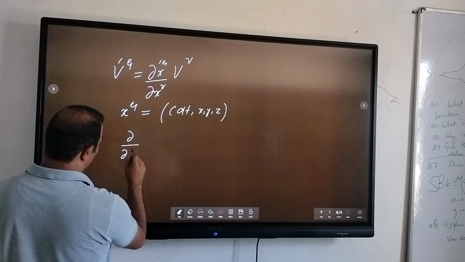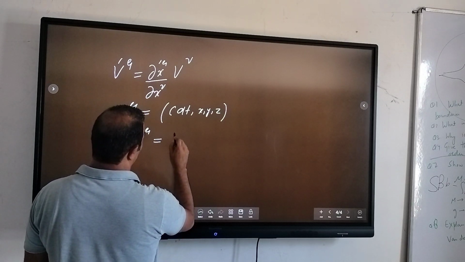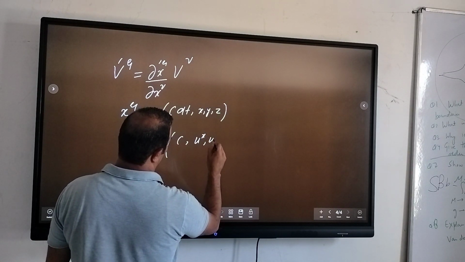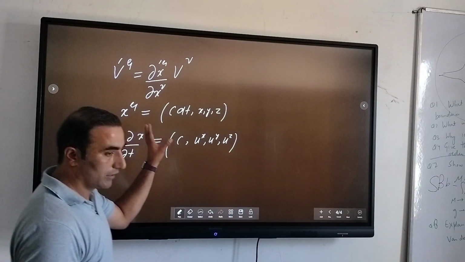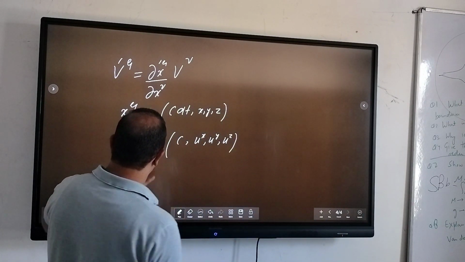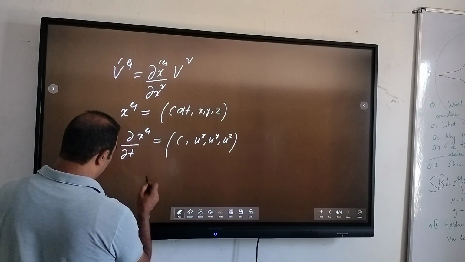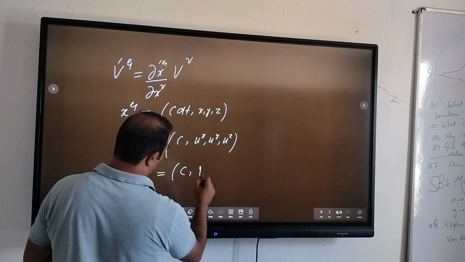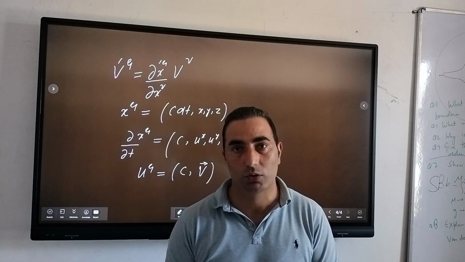partial by partial t of x mu, that's equal to c, because when you differentiate with respect to time, this is our improper time, right? So this is our velocity. You can write that this is some u mu, which is equal to some c and some v vector, because v is that ux, uy, and uz, right?